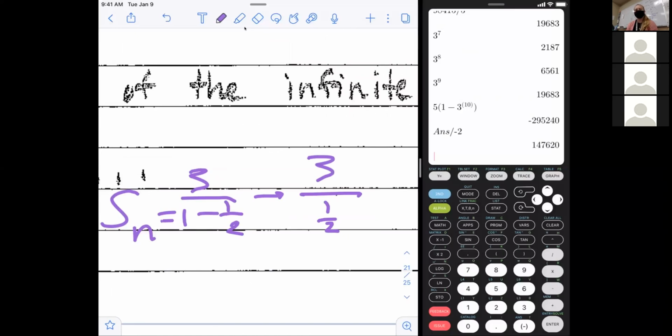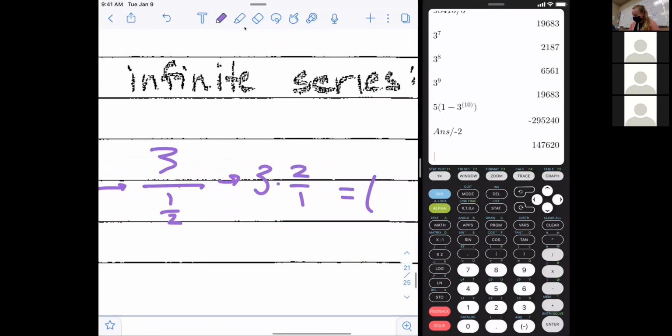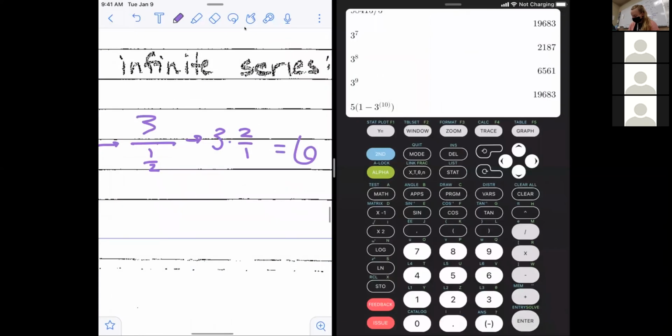1 minus 1/2 is a positive 1/2. Okay. And then 3 divided by 1/2 is the same thing as 3 times 2 over 1. So my sum of this series equals 6.